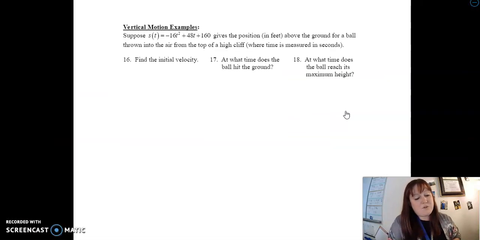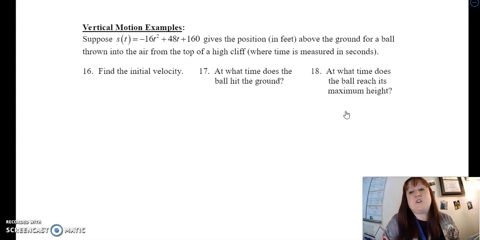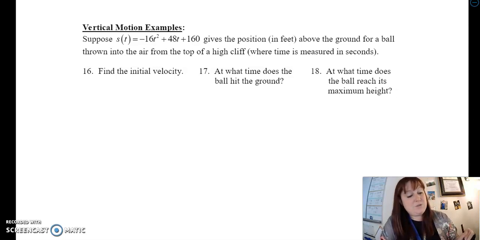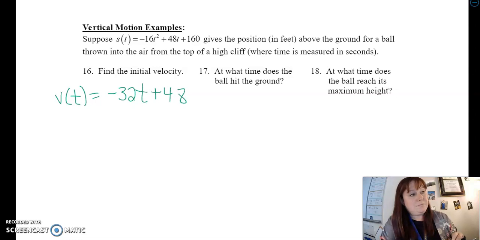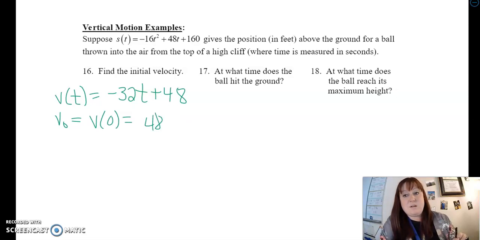All right, another example about vertical motion. So we have this position function for a ball that's thrown into the air from a high cliff. Find the initial velocity. So velocity, we don't have the velocity function. We need to find it, so we need to differentiate. So v of t equals -32t plus 48. And then initial velocity is at time equals 0. So initial velocity, v0 equals v of 0, which is 48. And we have to label this, so it's feet per second, because we have feet and seconds.